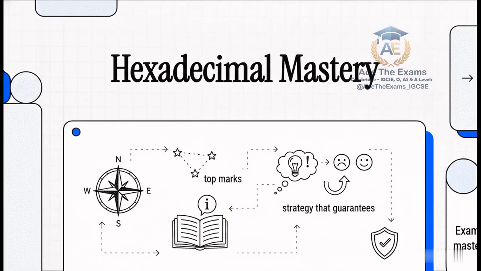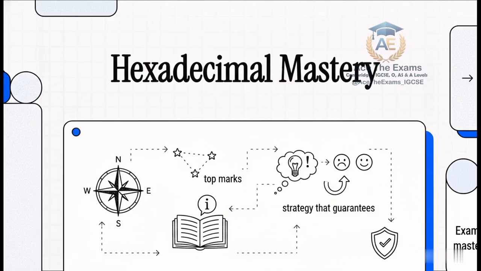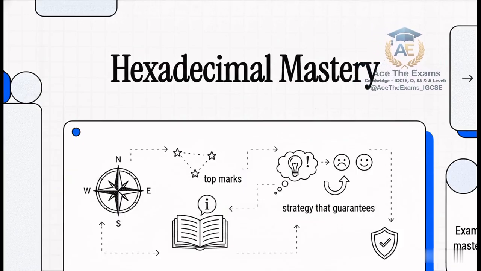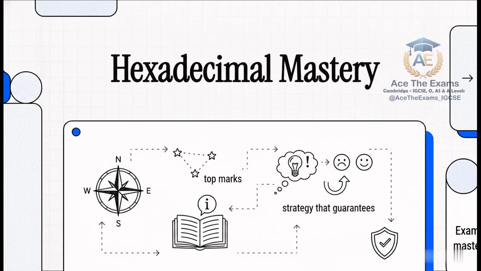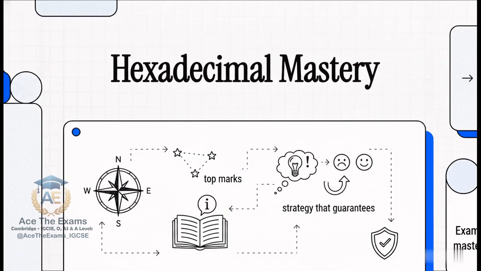Today, we're unpacking the real mechanics of hexadecimal representation. But listen, we aren't just going to sit here and read textbook definitions at you. No way. Think of me as your strategist, your astronomer, if you will. We are going to navigate by the stars, and in this universe, those stars are the key command words on your exam paper. We're going to use them to chart your course directly to top marks. So let's dive right into this.